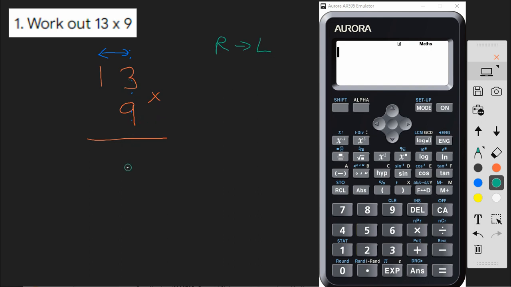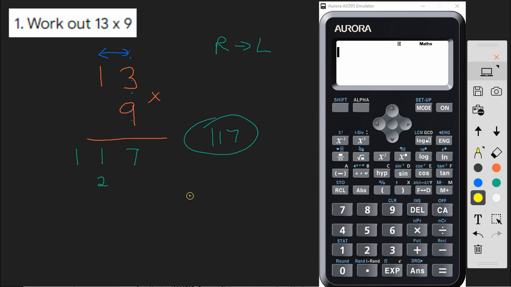9 times 3, which is 27. So that's a 7 in the ones column, and my 2 moves over here into the tens column. 9 times 1 is 9, and I've got 2 more here, so that's 11. So 1 in my tens column and 1 more in my hundreds column. So my answer there is 117.